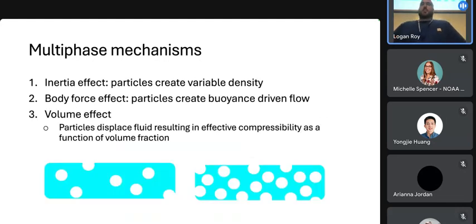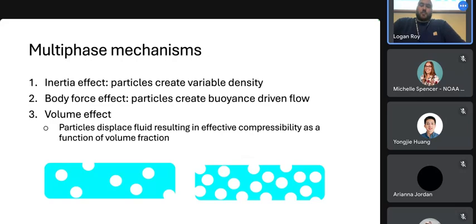So if you start treating the particles from a more detailed perspective and start including the actual volume they occupy and the effect that has on the continuous phase that they're dispersed within, then you actually see an additional effect called the volume effect, which introduces an additional effective compressibility term.